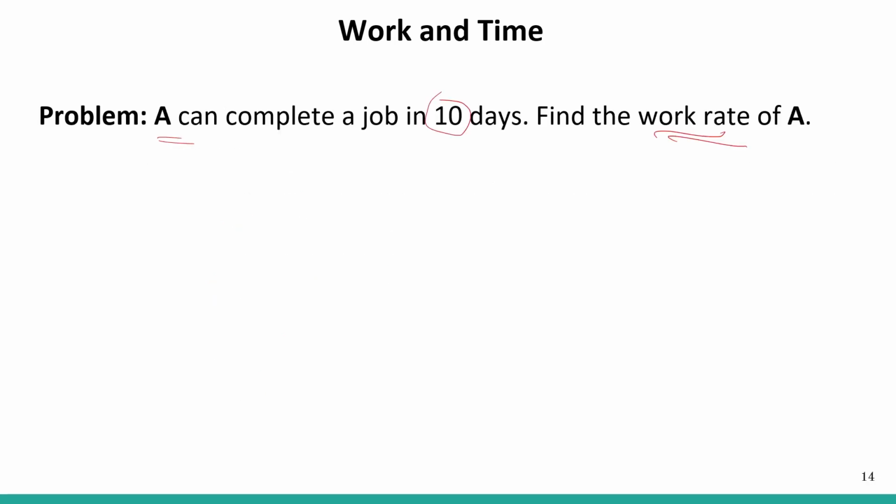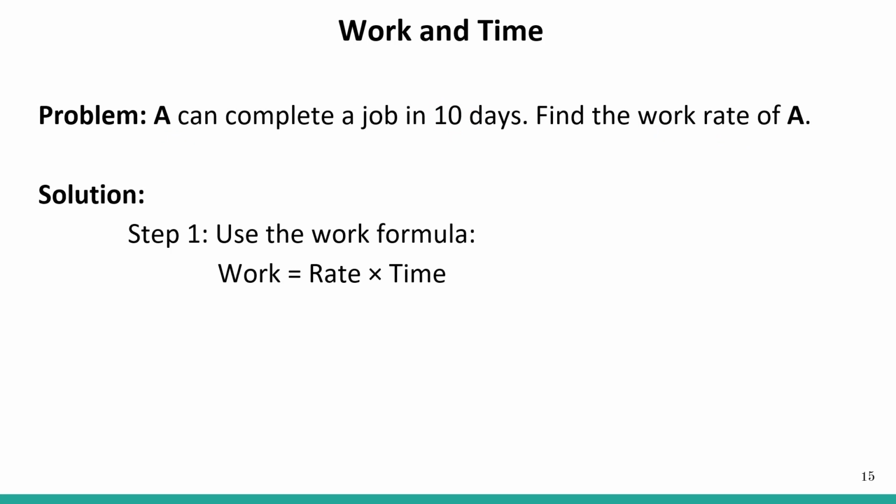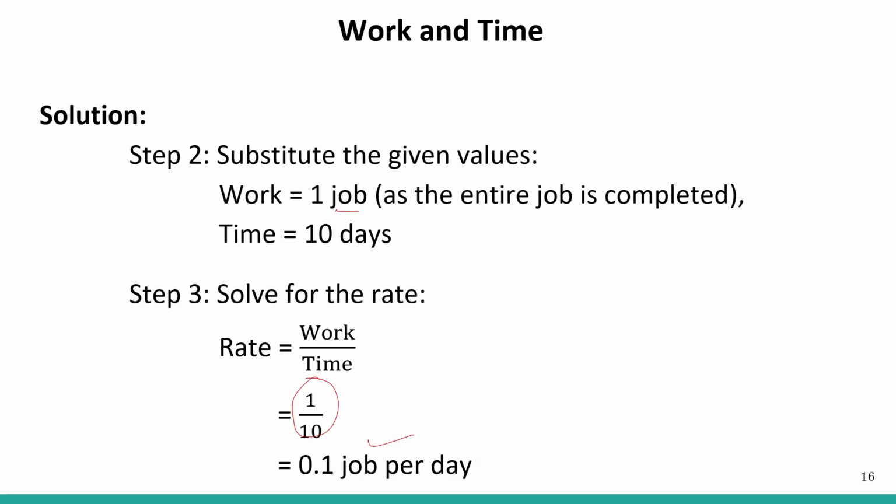Individual work rate is nothing but this: if A can complete a job in 10 days, find the work rate of A. This was an example. If A can complete the job in 10 days, what is the work rate of A? We use work is equal to rate into time. Substitute the given values: work is equal to 1 job, time is equal to 10 days. Solve for the rate. So rate is equal to work by time, which is 1 by 10, equal to 0.1 job per day.